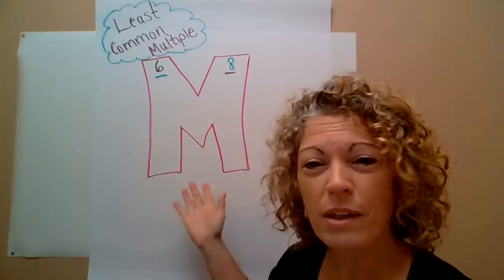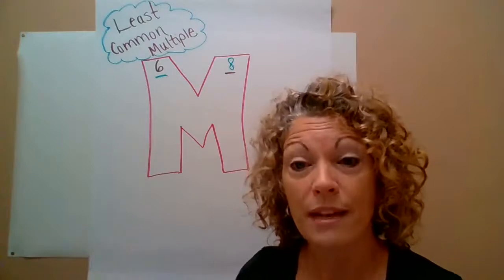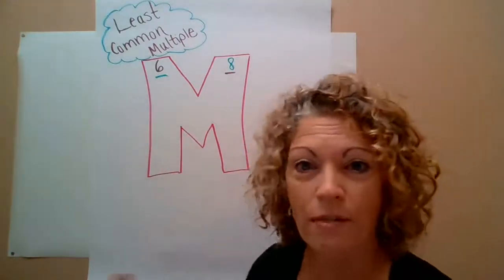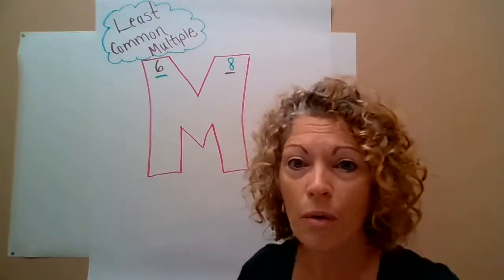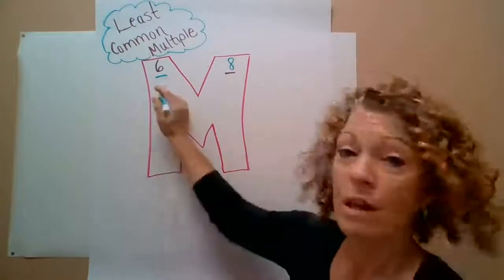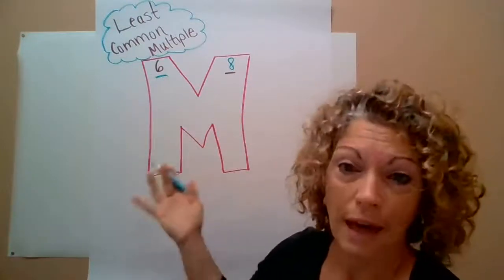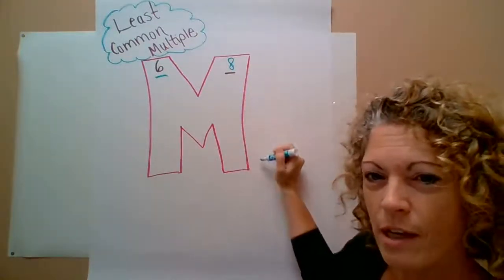This would be good perhaps if you wanted to have students keep this in their notebook or use it as an anchor chart. Not that they're necessarily going to draw a big, huge M every time they find least common multiple, but it would be great for their notes. So all they need to do is put the numbers they're finding the least common multiple for up here in the chart, in the M. And then along the side, I have my kids put this along the outside.